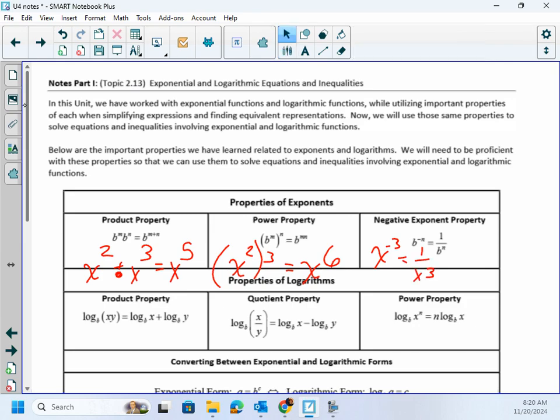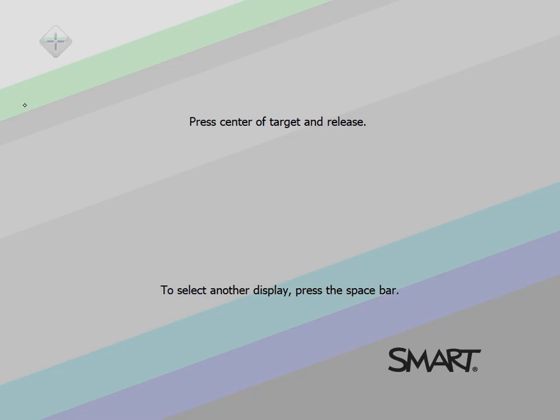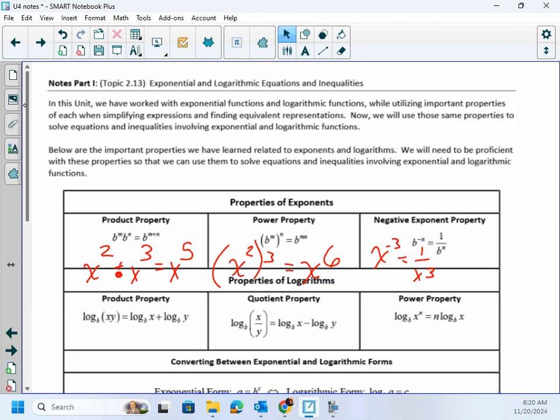So again, properties of exponents then lead to properties of logs. Because when your logs have two things that are being multiplied inside the log, you can separate it into two separate logs that are being added. Dividing inside the log means you can subtract two separate logs. And the power means it's going to go in front.